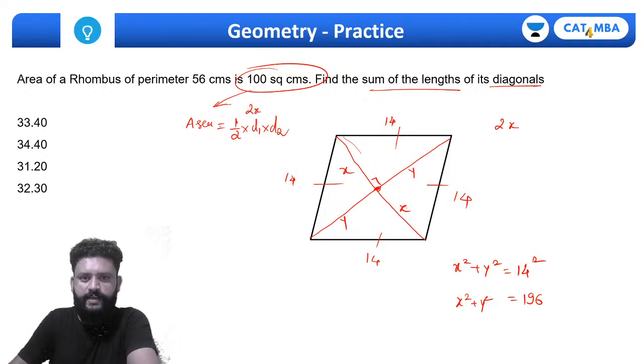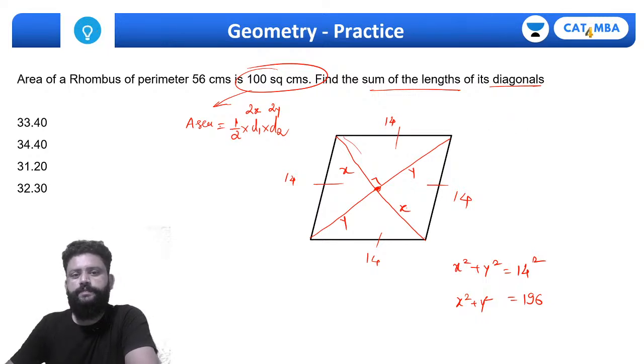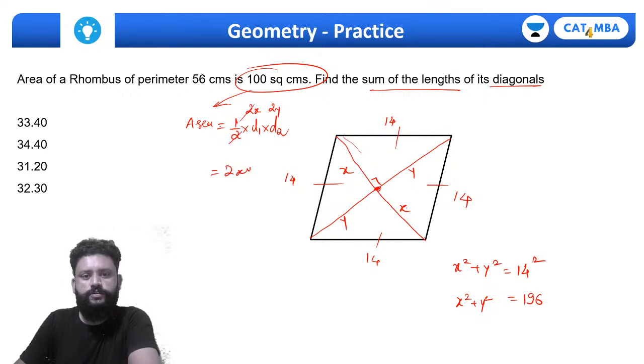d1 I took as 2x, d2 as 2y. So what is the area? Half into d1 into d2. So this will get cancelled. Area must be 2xy, and area is given as 100. So xy is 50.